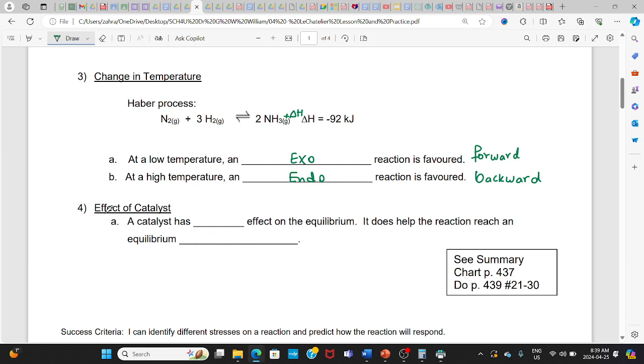Now we want to talk about the effect of a catalyst. A catalyst will reduce the time it takes for the reaction to get to equilibrium. So it doesn't have any effect on the equilibrium position, right? No effect. It's not shifting, but it's helping the reaction reach equilibrium faster.